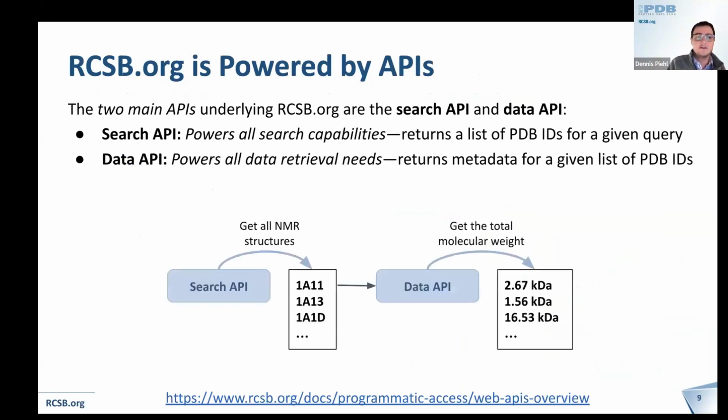So to provide a quick schematic of how these 2 APIs work and how they can work together, shown here is an illustration of how the Search API could be used to get all NMR structures, which then returns a list of all the identifiers. And then you can provide that list of identifiers to the Data API to get a specific piece of information about them, such as the molecular weight.